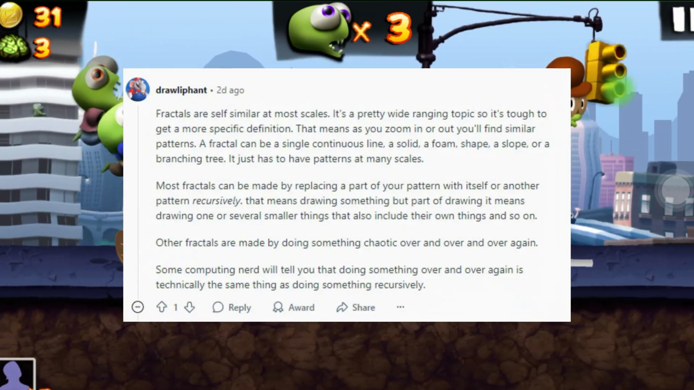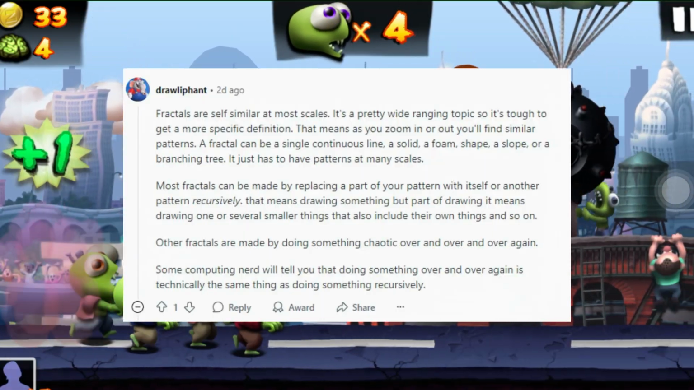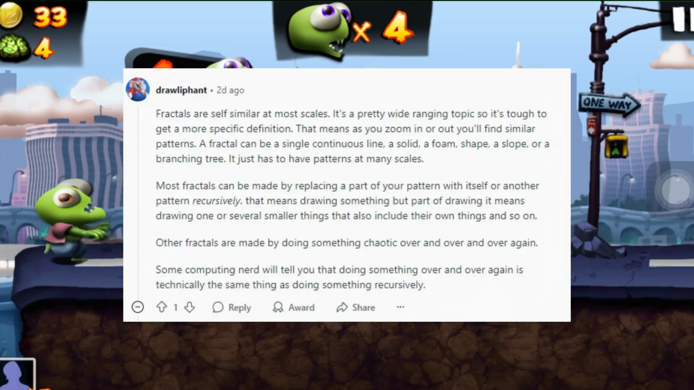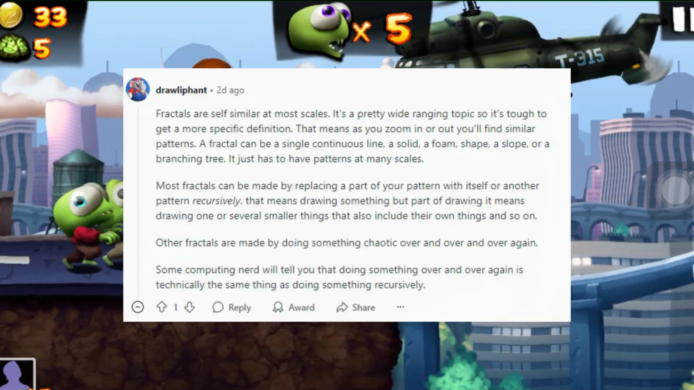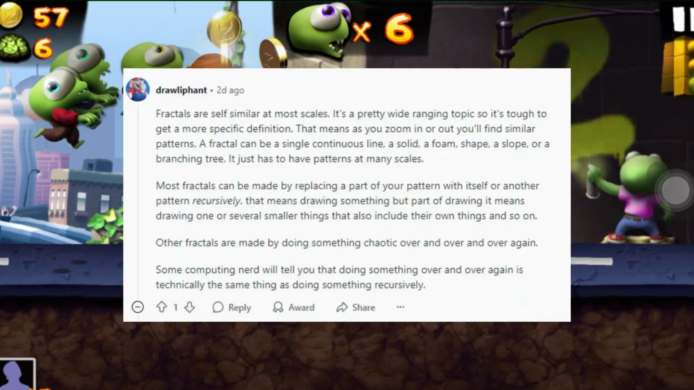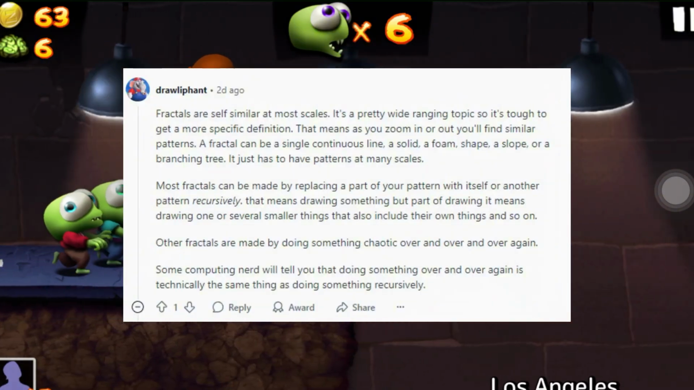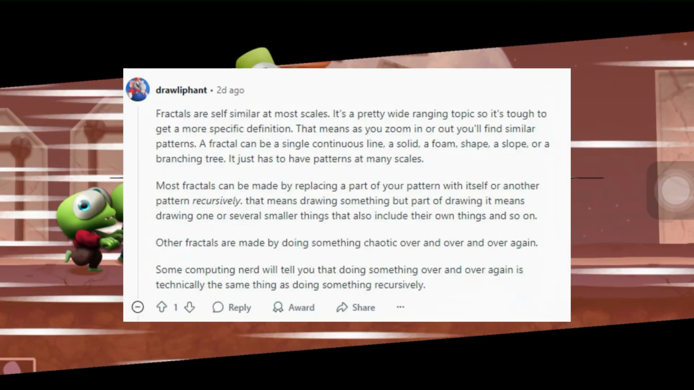Most fractals can be made by replacing a part of your pattern with itself, or another pattern recursively. That means drawing something, but part of drawing it means drawing one or several smaller things that also include their own things and so on. Other fractals are made by doing something chaotic over and over and over again. Some computing nerd will tell you that doing something over and over again is technically the same thing as doing something recursively.